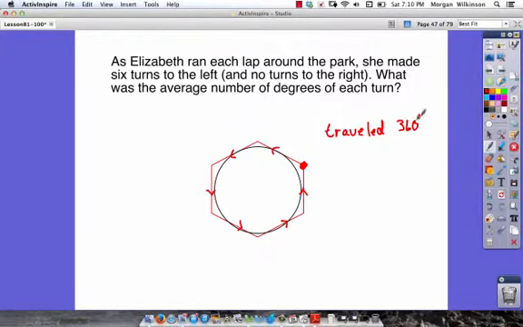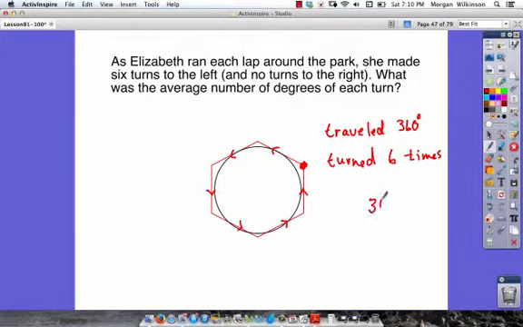So she traveled 360 degrees, and she turned how many times? Well, it said she turned 6 times. So she turned 6 times. So what we have to do is break 360 into 6 equal parts to figure out the average number of degrees of each turn.